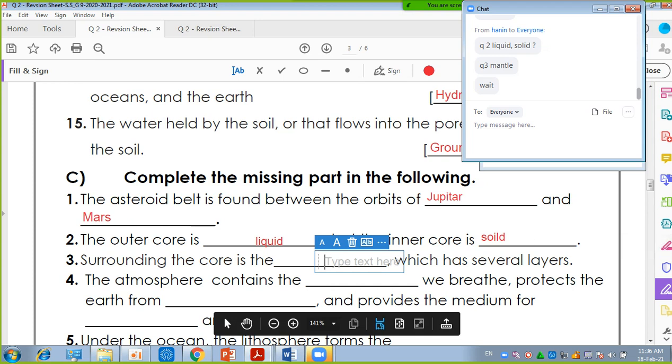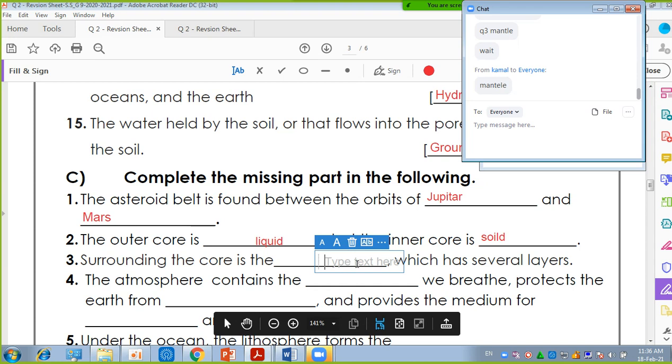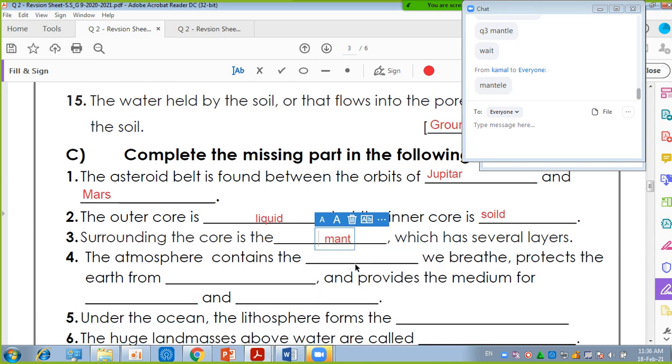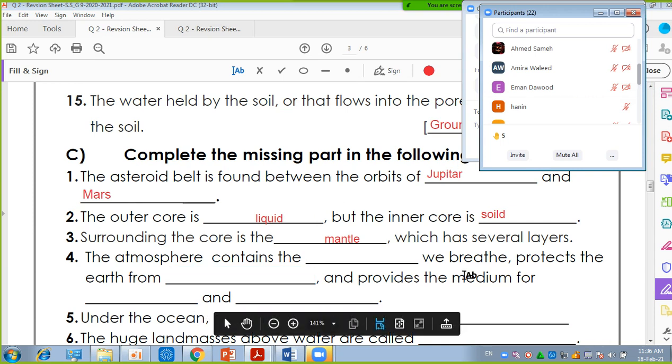Kamal, your turn. Yes, that's right. Surrounding the core is the mantle, which has several layers. Excellent. Okay. Number 4, let's go back to the people who are with us here. Amira, prepare yourself to answer number 5.